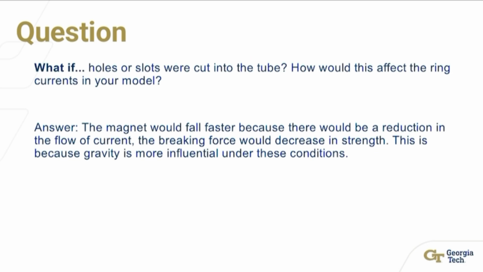And our final question for the entire semester: what if holes or slots were cut into the tube? How would this affect the ring currents in your model? The magnet would fall faster through the tube because there's a reduction in the flow of current. The braking force would decrease in strength. This is because gravity is more influential under these conditions than the force of the magnet. This is the exact opposite result that we saw in the first what-if question.